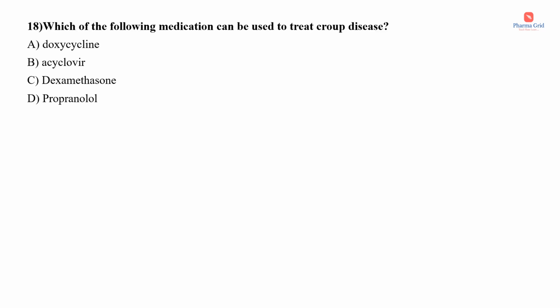Next question. Which of the following medication can be used to treat croup disease? The options are doxycycline, acyclovir, dexamethasone, propranolol. Here the correct answer is option C, that is dexamethasone.